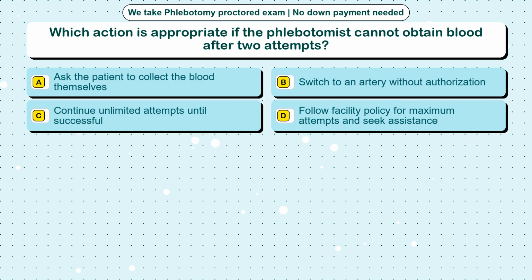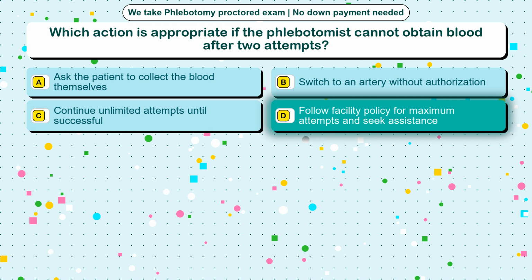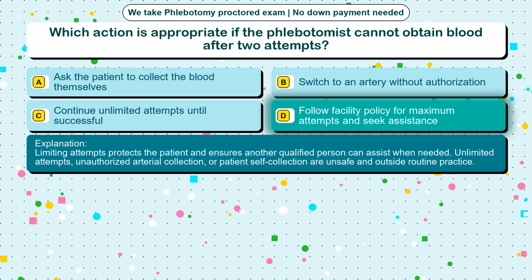Question 54. Which action is appropriate if the phlebotomist cannot obtain blood after 2 attempts? Option A, ask the patient to collect the blood themselves. Option B, switch to an artery without authorization. Option C, continue unlimited attempts until successful. Option D, follow facility policy for maximum attempts and seek assistance. The correct answer is option D, follow facility policy for maximum attempts and seek assistance. Limiting attempts protects the patient and ensures another qualified person can assist when needed. Unlimited attempts, unauthorized arterial collection, or patient self-collection are unsafe and outside routine practice.